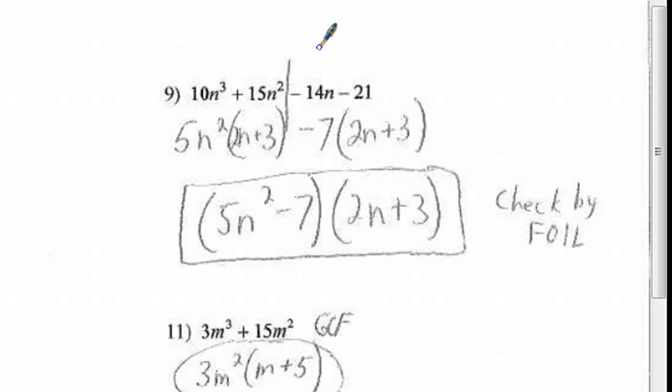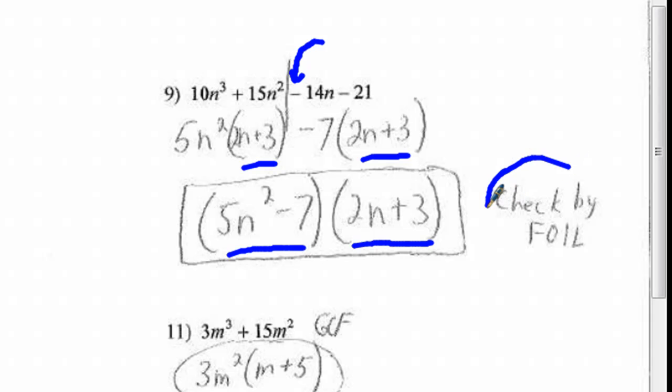On the other side, I see a negative. So whenever you see a negative, you need to factor out a negative. And then the GCF of 14 and 21 is a 7. So when I factor out a negative 7, I'm going to be left with the 2n plus 3. So I know I did this correctly. The pieces on the outside make up your one factor. The 2n plus 3 will make up the other factor. And again, check by FOIL.